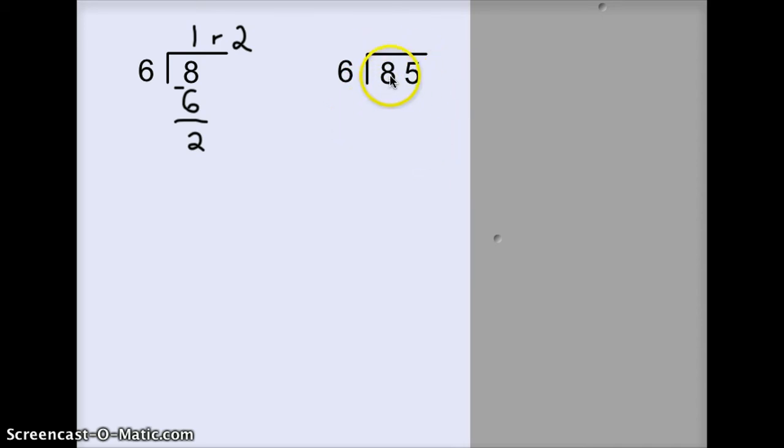So we're going to start with the tens column, the column closest to us, closest to the 6. So I'm going to ask myself how many times 6 goes into 8. And just because we just did that, I know it goes in one time. And I write that once again right above the number that I'm dividing. Again, 1 times 6 is 6. And I find what's left over, and I now have a 2.